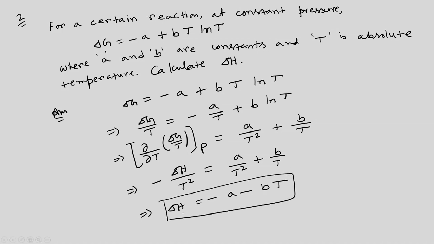Okay. This is a simple but very nice problem. Delta G was given and we were asked to calculate delta H. Delta H is related to delta G by the Gibbs-Helmholtz equation. We are applying the Gibbs-Helmholtz equation in this problem to calculate delta H from the expression of delta G by differentiating delta G by T with respect to temperature at constant pressure.